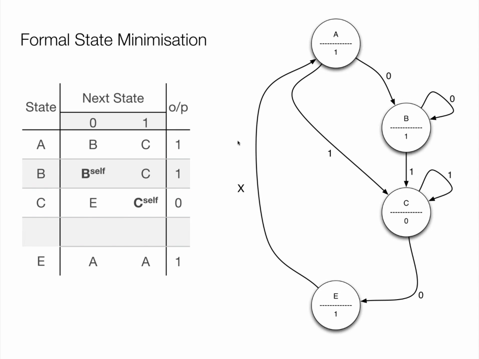Maybe you can see 2 equivalents in this little mix. Remember, the outputs have to be the same. So if you've got 2 rows with different outputs, forget it. They're never going to be equivalent.